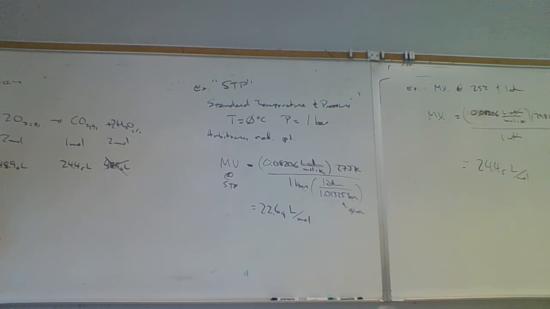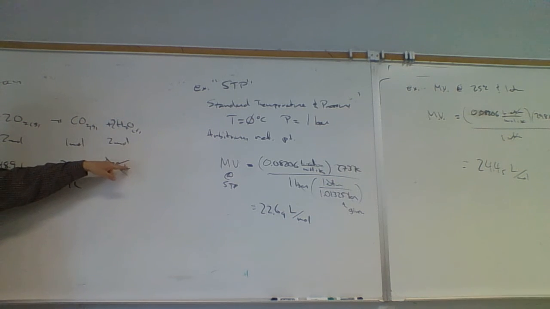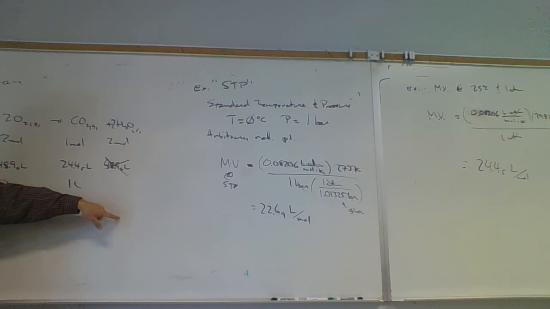So the easy ratio is this: for every liter of methane, I'm going to need 2 liters, twice as much O2, and I'm going to form 1 liter of CO2. Now, if H2O were a gas, then we'd have 48.9 liters of it. But it's not.